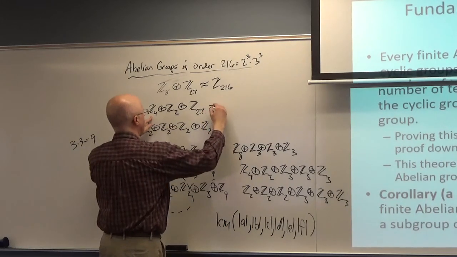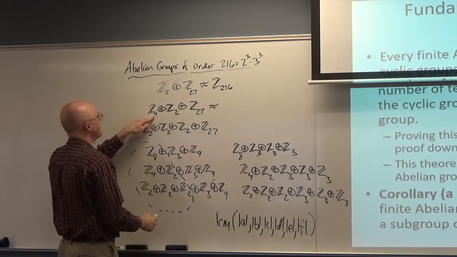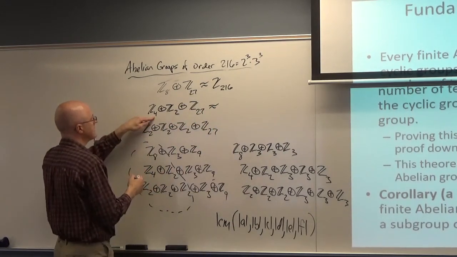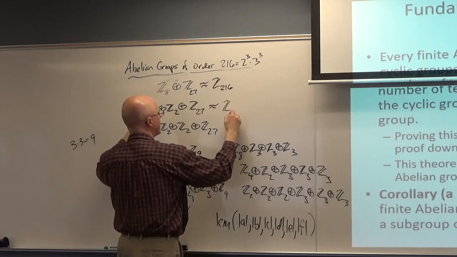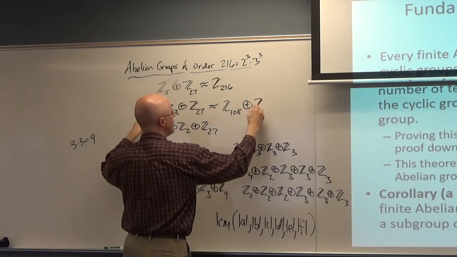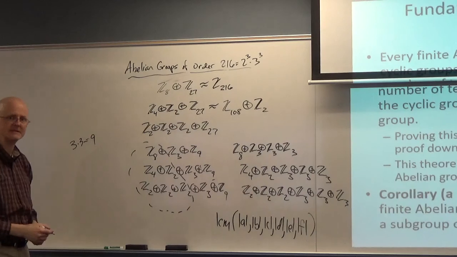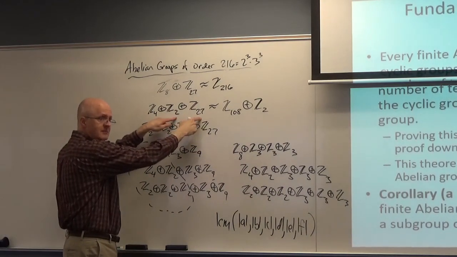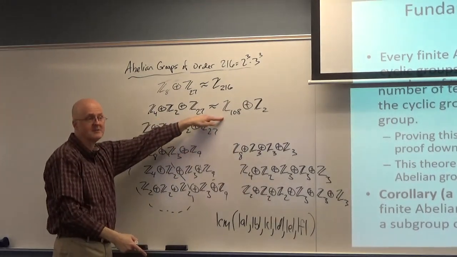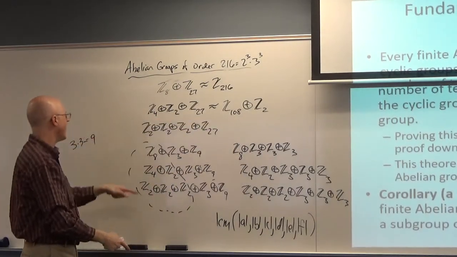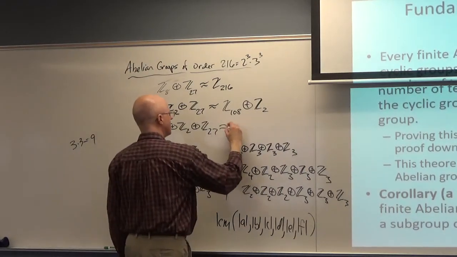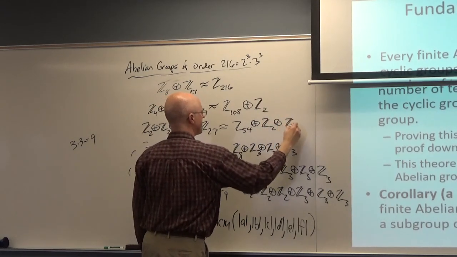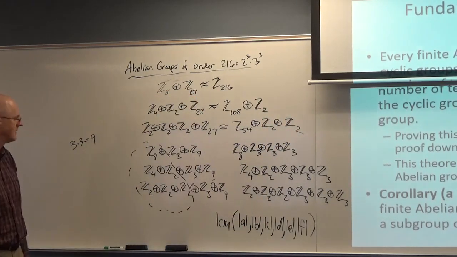Here, for example, 4 and 27 are relatively prime. And if I rearrange things, I could say the external direct product of Z4 and Z27 would be isomorphic to Z108. But 2 and 108 are not relatively prime, so I need to keep the Z2 separate. I could have also combined the 2 and 27, but this seems maybe better. Here I could combine one of the 2's with the 27. And write this, etc. I could keep going.